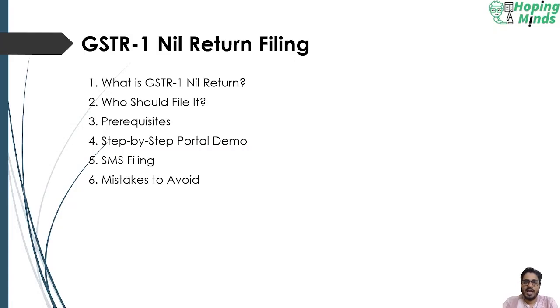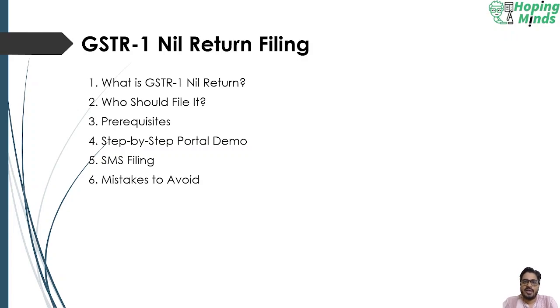So we have moved to the last topic of module 4, that is nil filing of GSTR-1 return. So in this session we are going to see what is GSTR nil returns, who are required to file it mandatorily, what are the prerequisites to file a nil GSTR return, and step by step portal demo. Then we will see how a nil return can be filed through an SMS and what are the mistakes that are required to be avoided while filing of nil return.